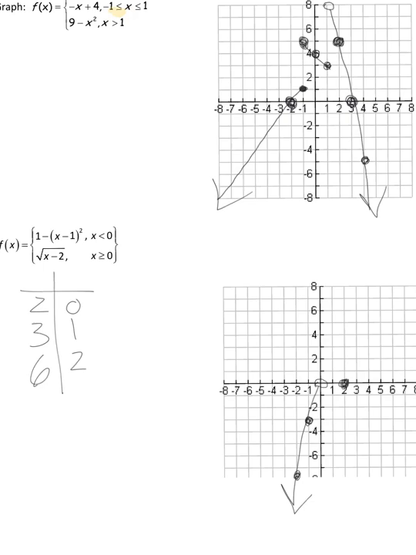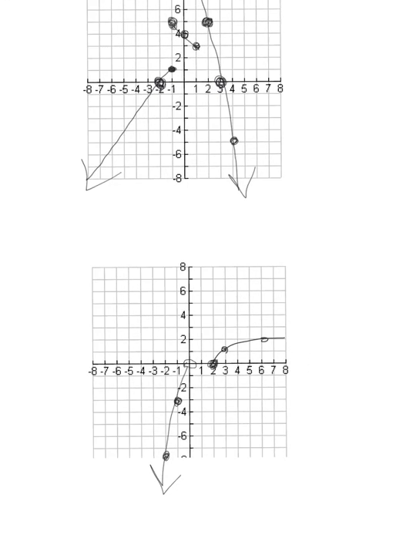So I'm going to zoom out here. We have (2, 0). Already have that one. (3, 1). And then we have (6, 2). And there we have our graph.